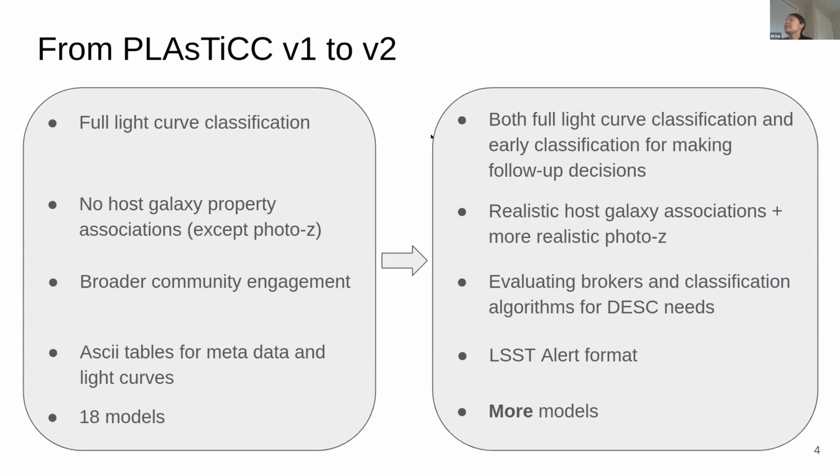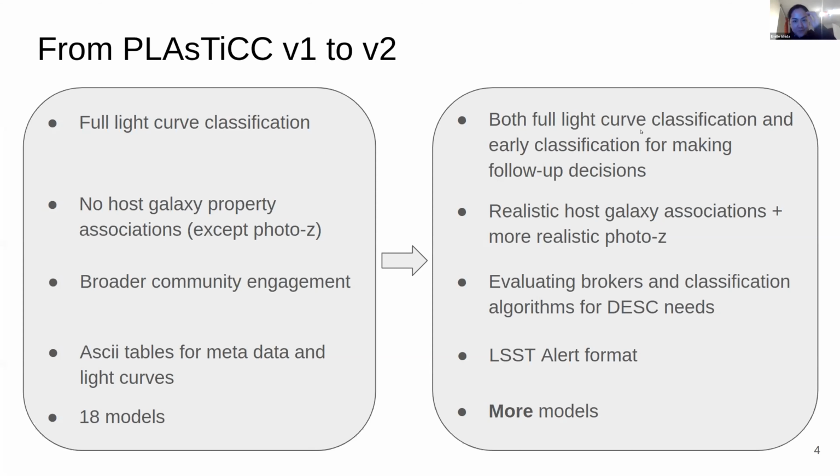Okay, so we are going to talk about PLAsTiCC V2. We've been thinking about PLAsTiCC V2 since we had the first version, and this slide shows some of the differences we have been planning to implement. For V1, we only aimed for full light curve classification, a complete light curve after the 3 years. For V2, we aim to test both full light curve late-time classification and also early classification for making follow-up decisions.